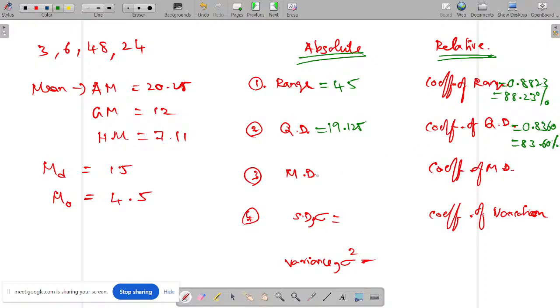Okay. Mean deviation, where I'm taking A as X bar. Value? 15.75. Coefficient? 0.778. Okay, so this is 77.78%. Where A is the median? Same, no? Very same, no?